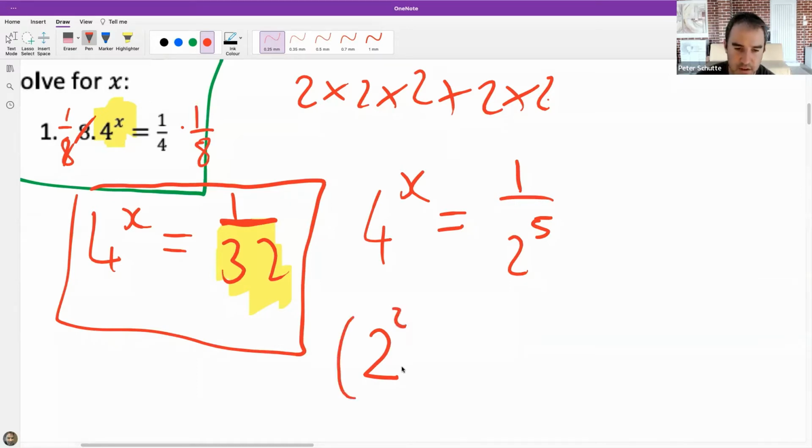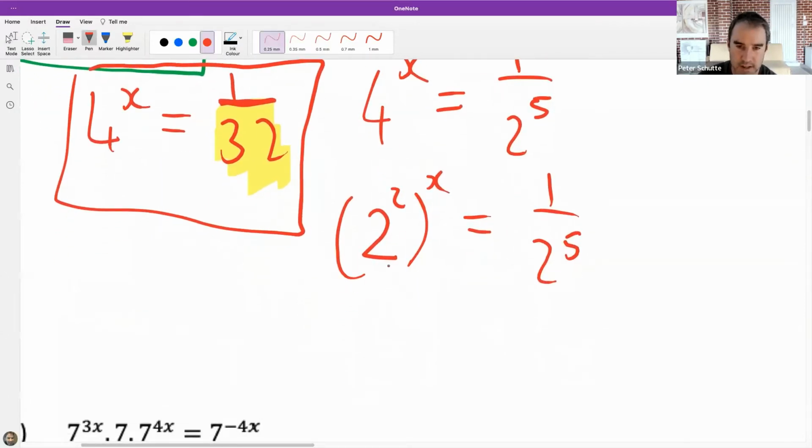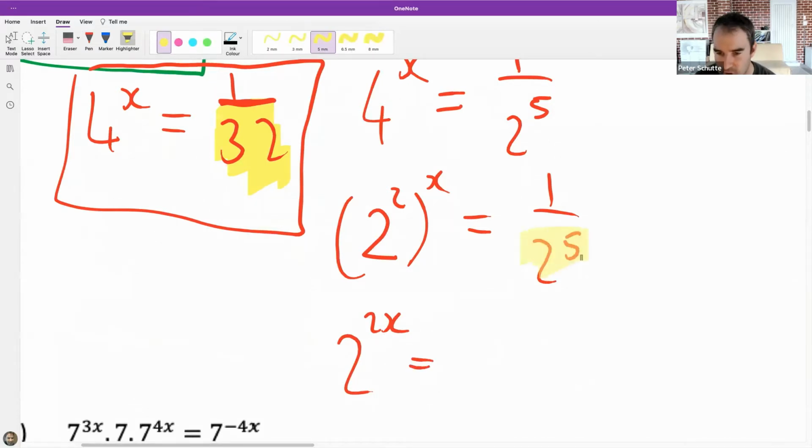So I think I get that situation. Now I'm almost there. There's a law that you would have learned about that says if you have 2 powers next to each other, you can multiply and you get 2 to the 2x. Now I'm just stuck. What do I do about this 2 to the power of 5 at the bottom? I really want to bring it up here. Can anybody help me? Like, what have you done a law?